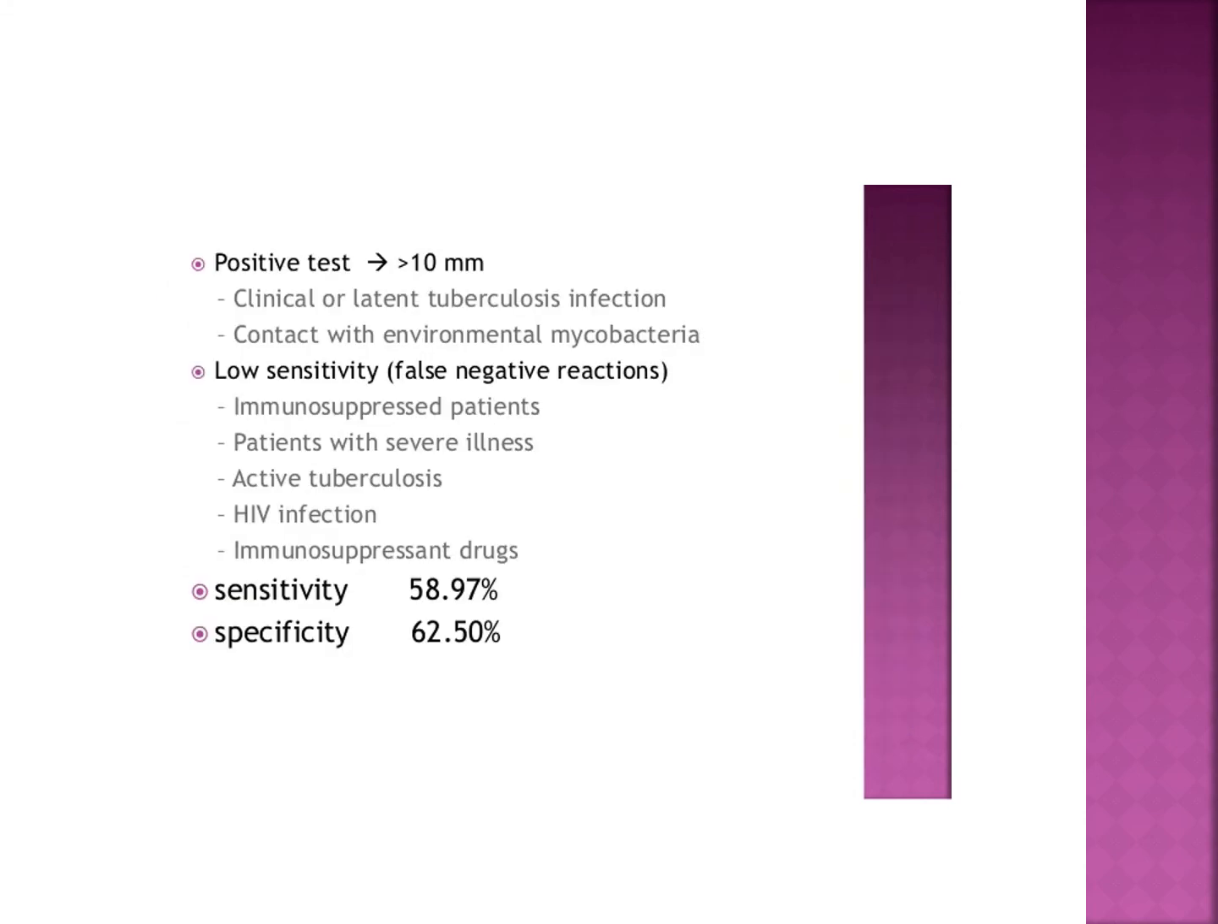As you can see, the positive test is suspected when it is around 10 millimeter of size in reaction, but it is a relative confirmation. It can be false positive, but remember, if it is 15 millimeter of size or the reaction size around the injection site, then it has got more specificity and it is more confirmatory of diagnosis regarding tuberculosis.